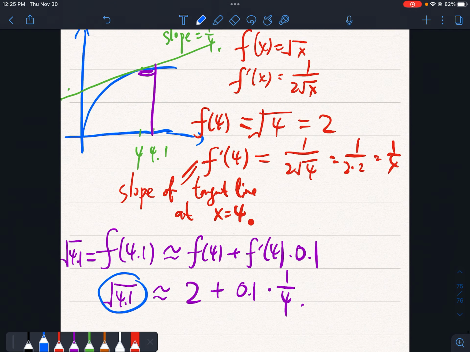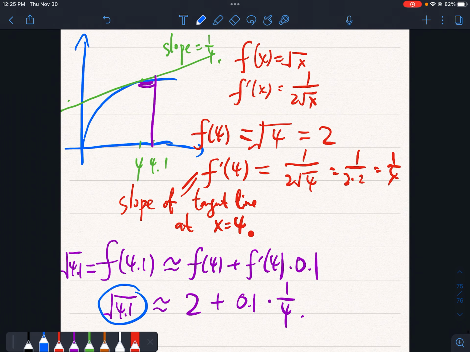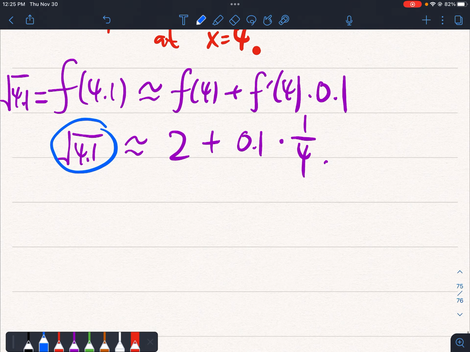But later we'll see there are better approximations, by Taylor's theorem. So here, just by the existence of the derivative, we already have a very good approximation, which is the linear approximation. But later we'll see better approximations. Okay, so this is about the geometric meaning and the linear approximation.